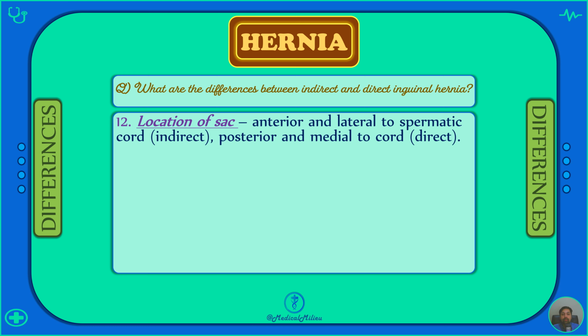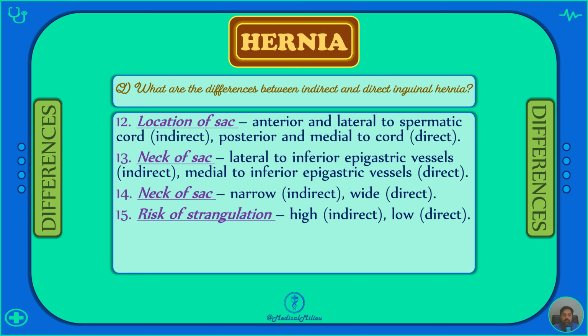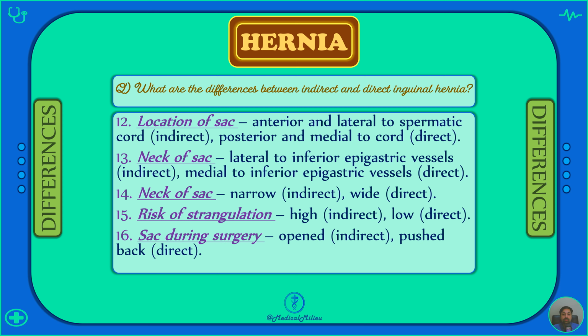Location of the sac is anterior and lateral to the spermatic cord in the case of indirect hernia, while it is posterior and medial to the cord in the case of direct hernia. Neck of the sac lies lateral to the inferior epigastric vessels in indirect hernia and medial to the inferior epigastric vessels in the case of direct hernia. The neck of the sac is very narrow in indirect hernia and it is wide in direct hernias. That is why the risk of strangulation is very high in indirect hernia and it is very low in the case of direct hernia. The sac during surgery is opened in the case of indirect hernia, while it is only pushed back in the case of direct hernia.